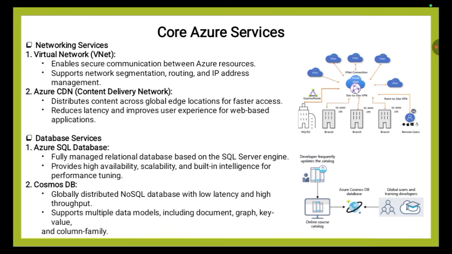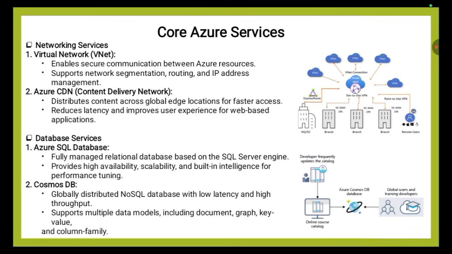Networking services. 1. Virtual Network (VNet) enables secure communication between Azure resources. Supports network segmentation, routing, and IP address management. 2. Azure CDN, Content Delivery Network, distributes content across global edge locations for faster access. Reduces latency and improves user experience for web-based applications.